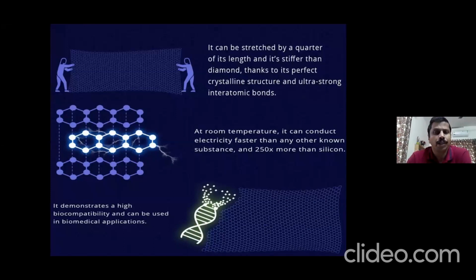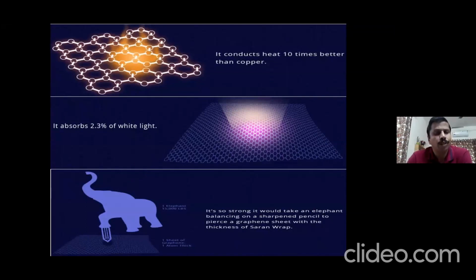And as I told you, we have many other properties. It can be stretched to a quarter of its length, right? And it is stiffer than diamond, and very strong because it's a crystalline structure with ultra strong atomic bonds. It's 200 times better than silicon with respect to electron mobility. For biomedical applications, it has a very biocompatible nature, right? And it absorbs only 2.3% of the white light, so it's almost transparent and a very strong material, right?